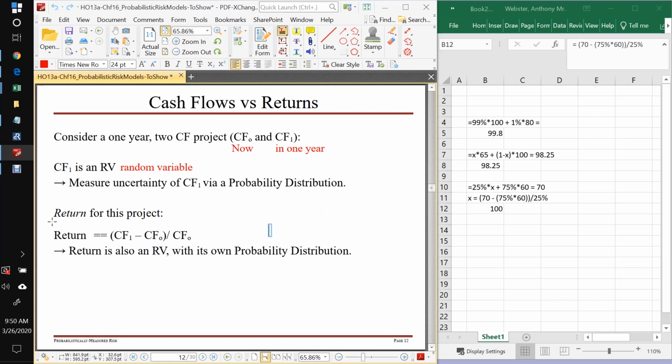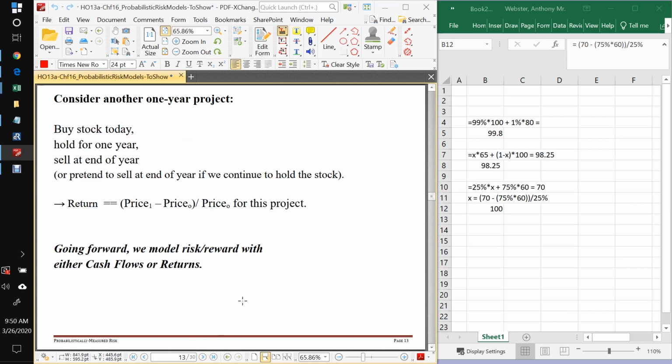We also want to start thinking about returns for this project. And we define our return for a project like this as the cash flow that we get back at the end of the project, that's cash flow 1, minus the cash flow we put into the project at the beginning, that's cash flow 0, divided by the amount we put in the beginning. So since cash flow 1 is a random variable with a probability distribution, the return is also going to be a random variable with a probability distribution.